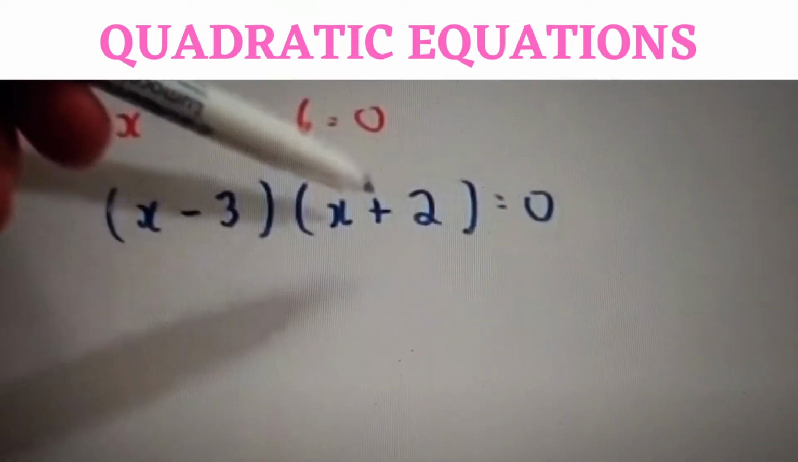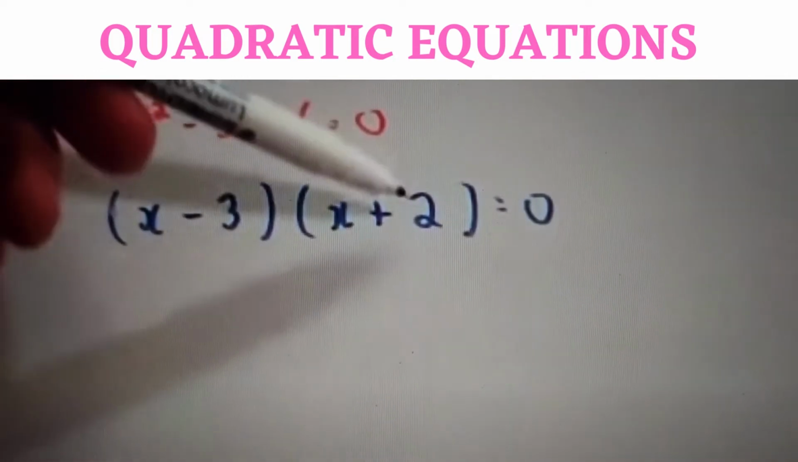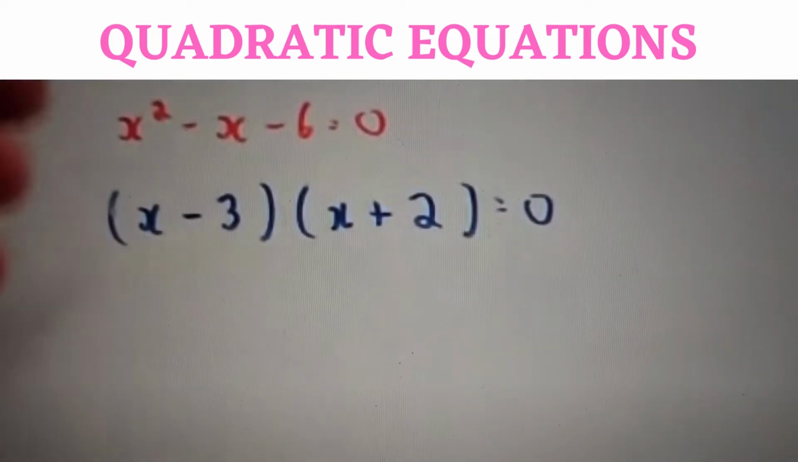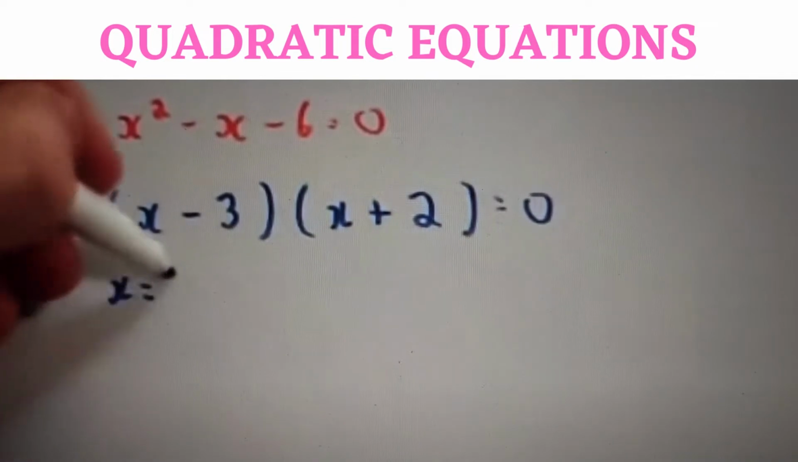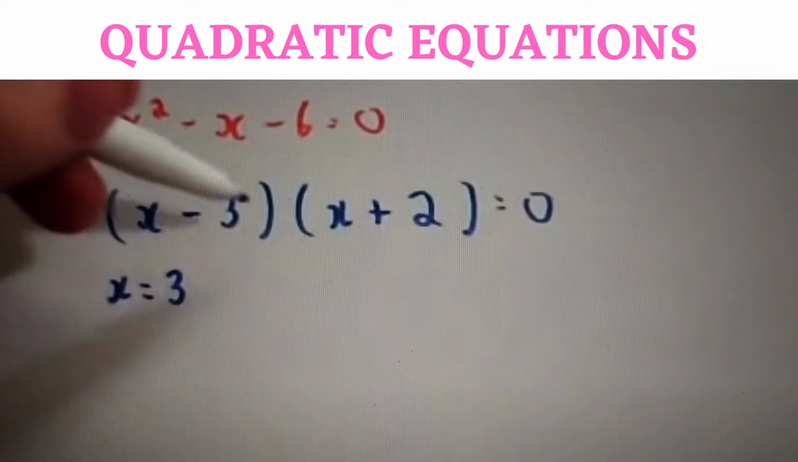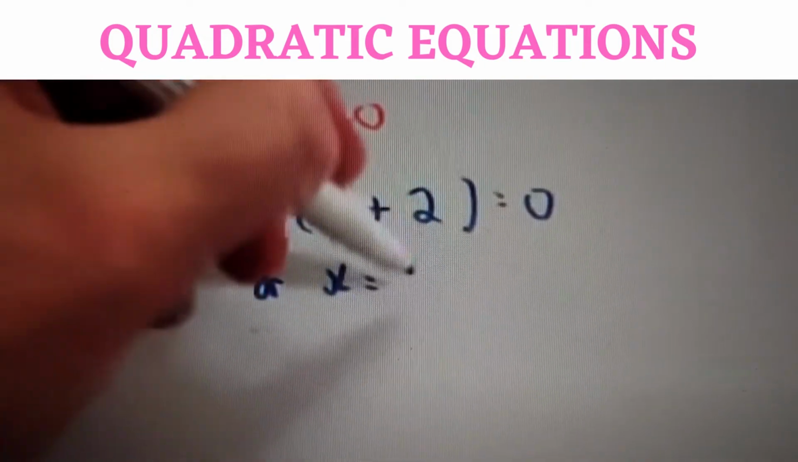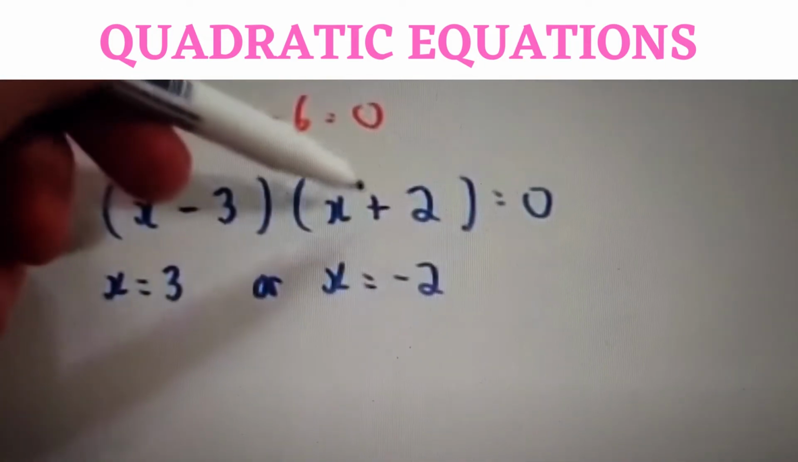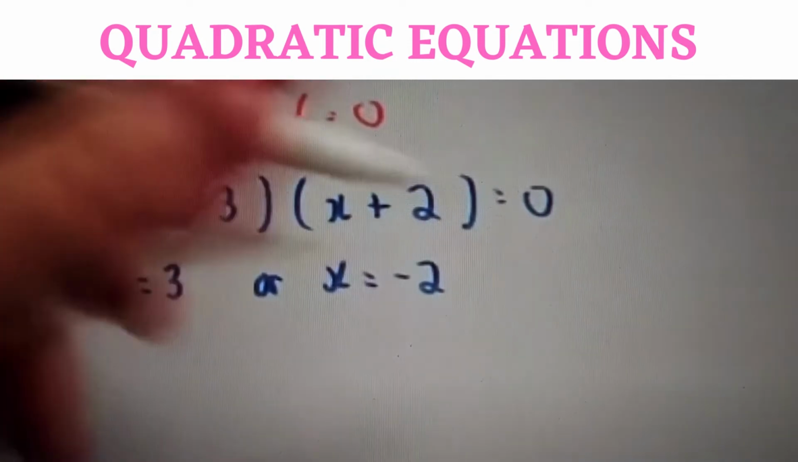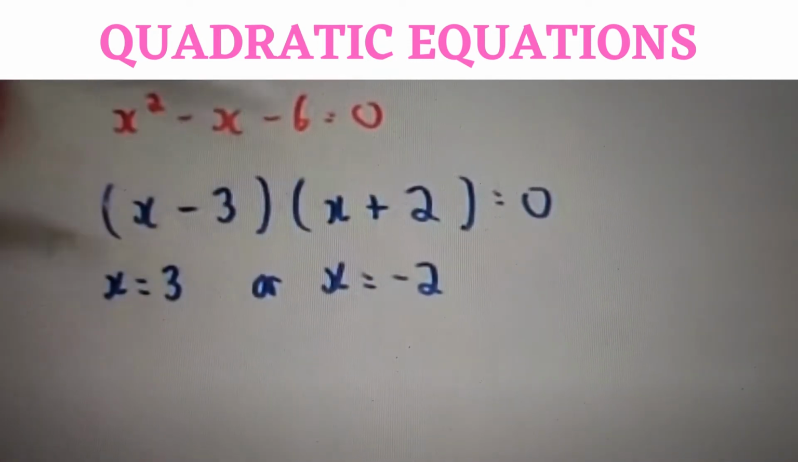Minus 3 times 2 is minus 6. Minus 3 plus 2 is minus 1. So that means that either x equals 3, because x minus 3 equals 0, so x equals 3, or x equals minus 2, because minus 2 plus 2 is 0. So that means that the solutions are x equals 3 or x equals minus 2.